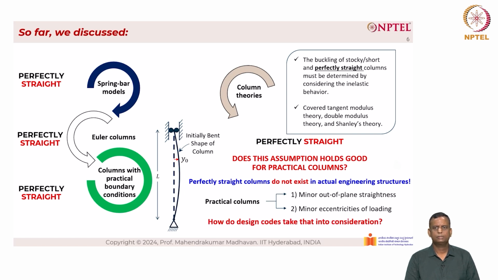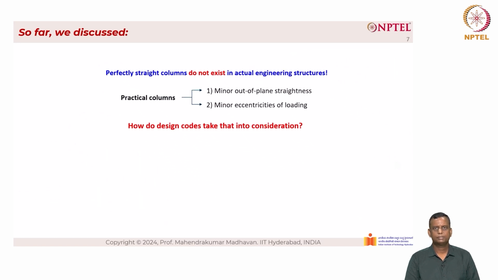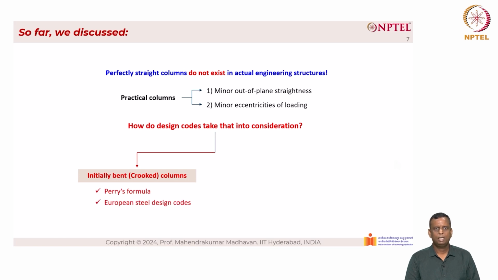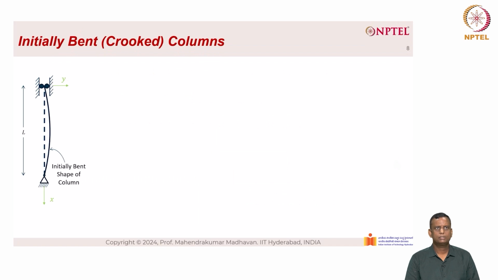How do design codes take that into consideration? They take that into consideration in two categories. The first one, the initially bent or crooked columns, is taken care of by Perry's formula, as well as in European steel design codes and in IS 800-2007. The eccentrically loaded columns are covered by the secant formula, and American steel design codes take that into consideration. Now, let's talk about initially bent or crooked columns.